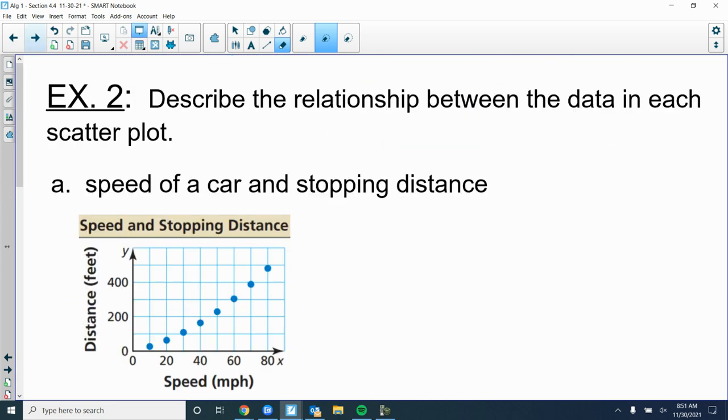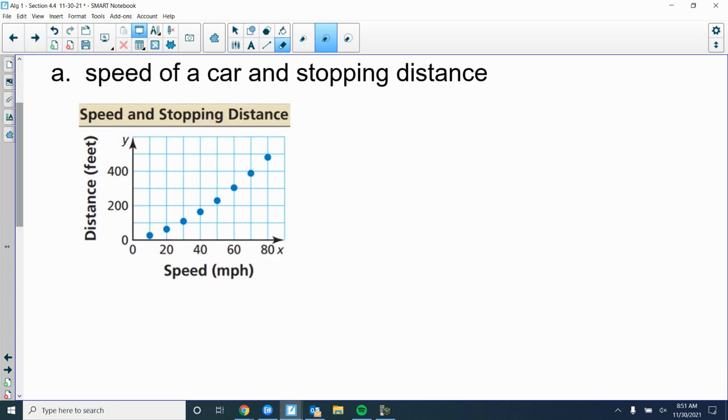All right, describe the relationship between the data in each set. Basically, is it positive, negative, or no correlation? That's all we're doing. What do you got? Positive, it's going uphill. Speed and stopping distance. So as you go faster, the amount of distance it takes to stop is going to increase.